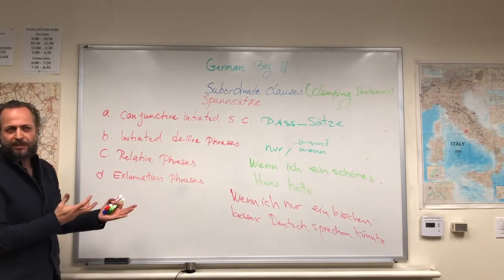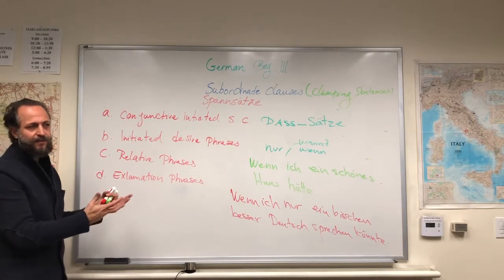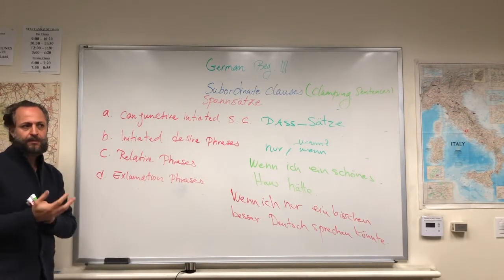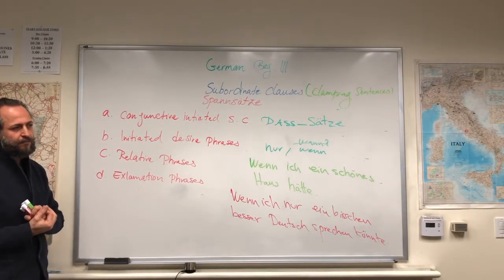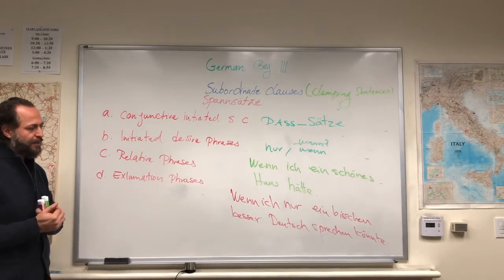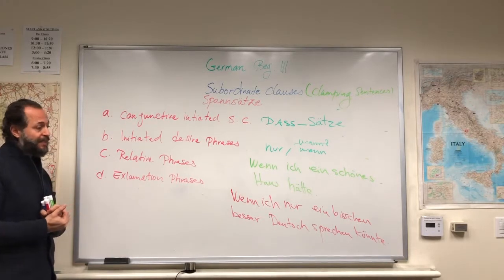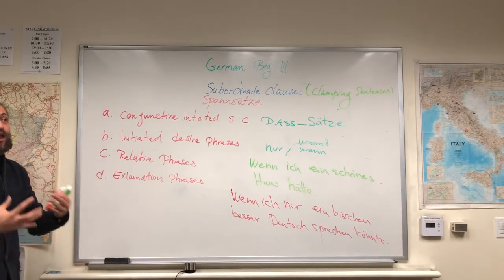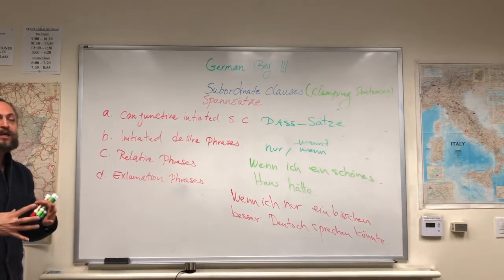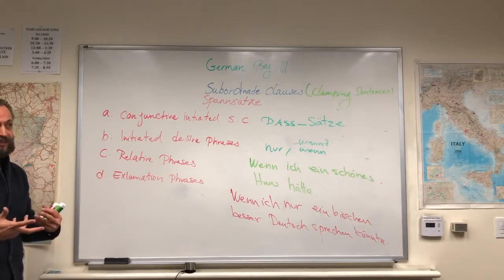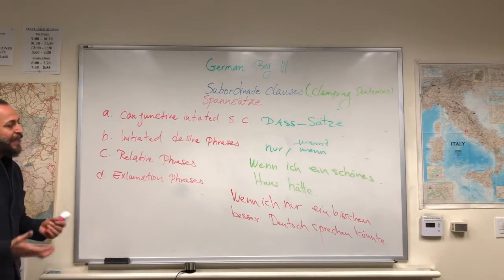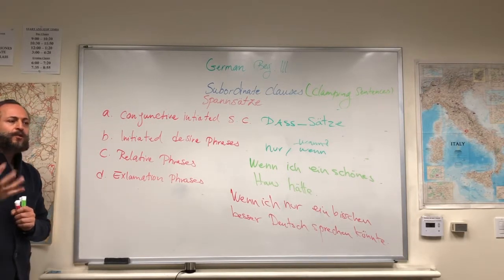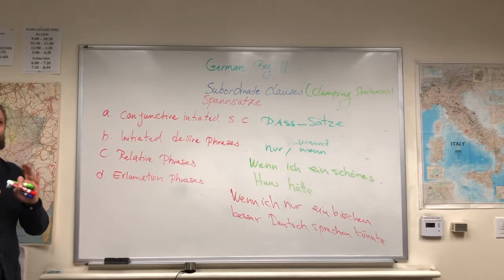So, could somebody translate this phrase maybe? Wenn ich nur ein bisschen besser Deutsch sprechen könnte. If I could speak a little bit better German. Exactly. Just if I could speak a little bit better German. So it implies that my status quo of knowing German is not as I wish, so it's a wish phrase. For example, I can say, wenn ich nur ein bisschen besser Deutsch sprechen könnte, würde ich nach Deutschland reisen. I would travel to Germany.